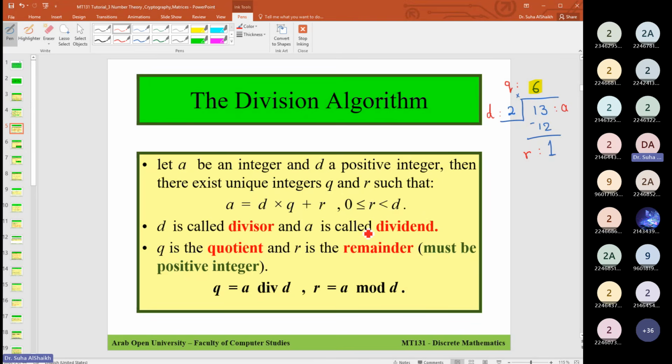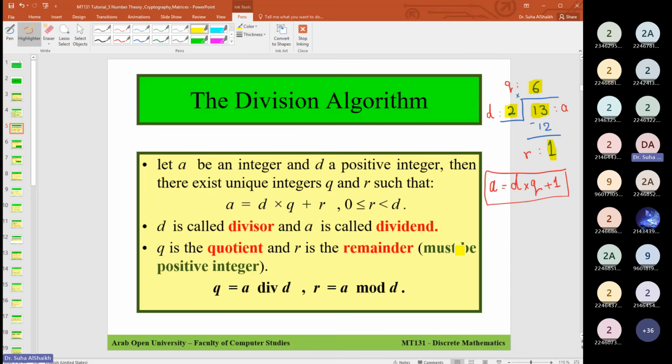So the division algorithm states that a dividend A, the big number that I divided, is equal to a divisor D multiplied by the quotient Q plus the remainder, which is 1. This is the division algorithm. How do we do it? We multiply 6 with 2 and add 1, and this will give me 13, right? 6 times 2 plus 1. So this is the division algorithm.